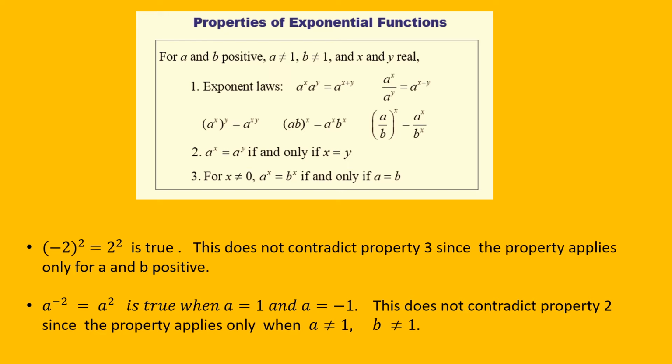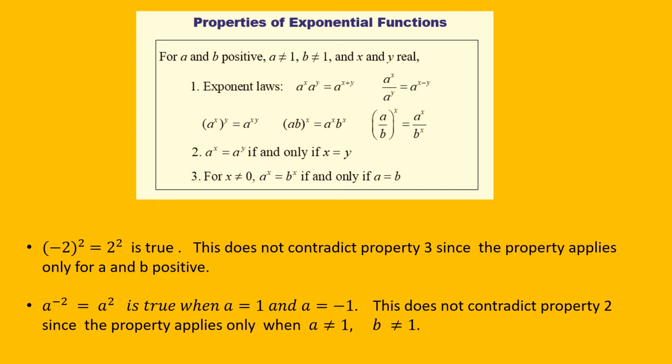AB whole raised to x will be a raised to x times b raised to x. A by b whole raised to x will be a raised to x divided by b raised to x. And the last property: a raised to x equals a raised to y only when x is equal to y, or a raised to x equal to b raised to x. If the exponents are equal, then the bases a and b must be one and the same. So these are the several properties of the exponential function.